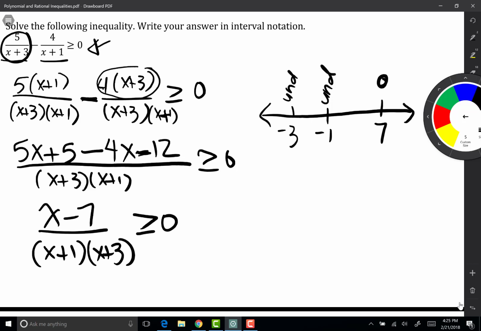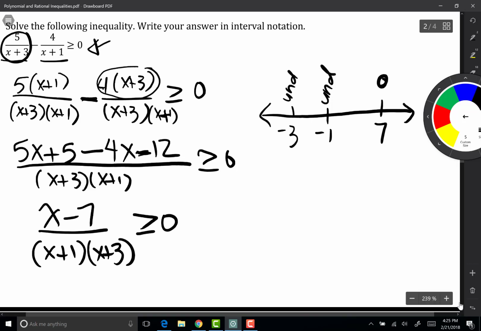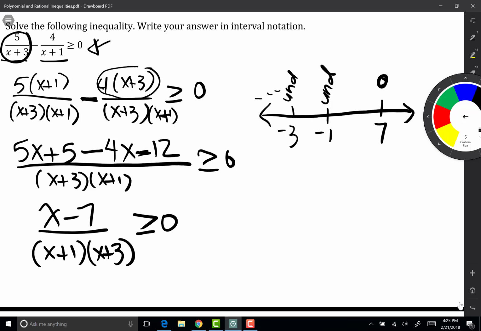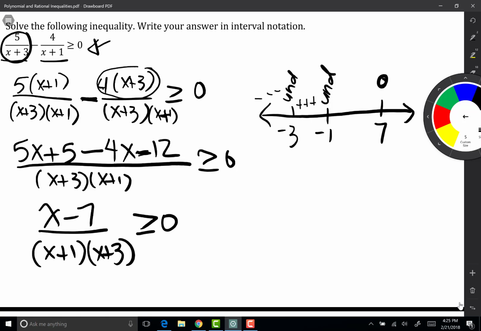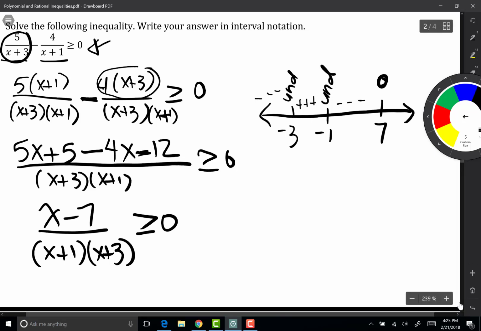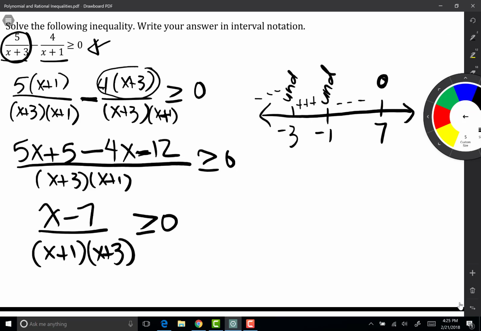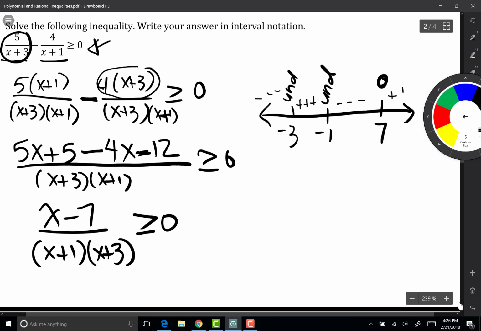Then I'm going to pick test points. So I'll pick -4 for this interval. When I pick -4, that's going to give me a negative interval. When I pick something between -3 and -1, that's going to give me a positive number when I plug that in. And if I pick something between -1 and 7, that's going to give me negative. And when I pick something greater than 7, let's say I pick 8, that will give me a positive interval.